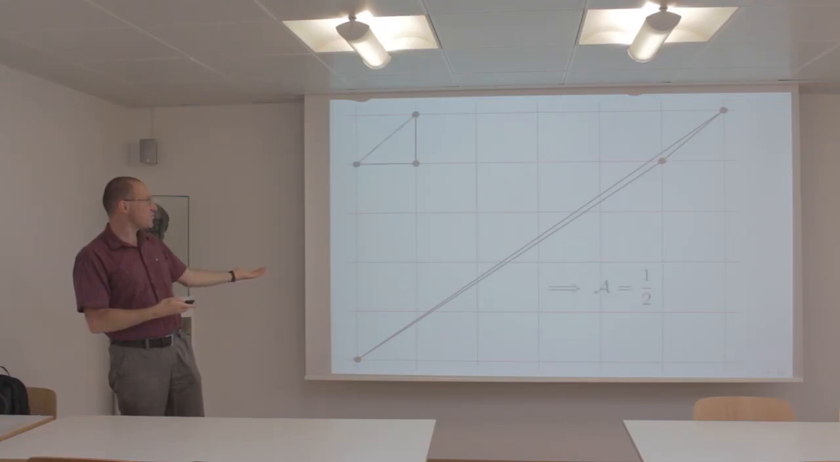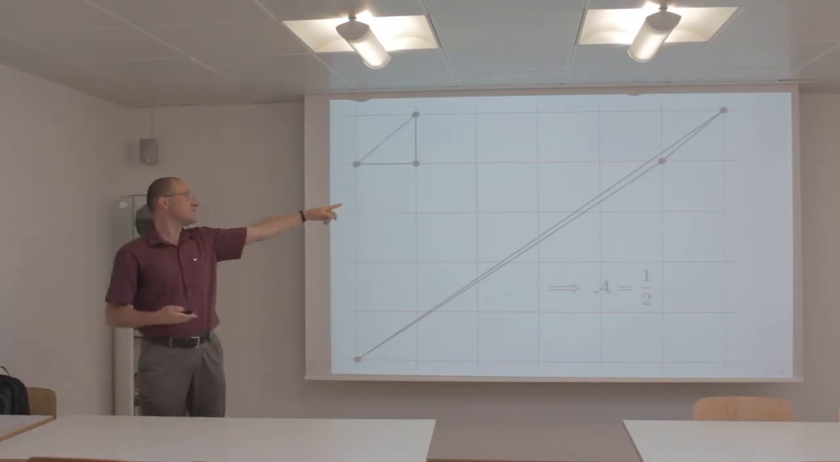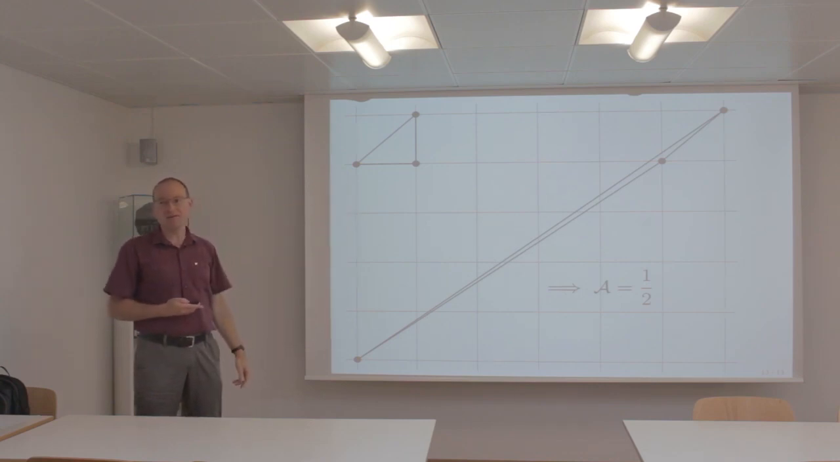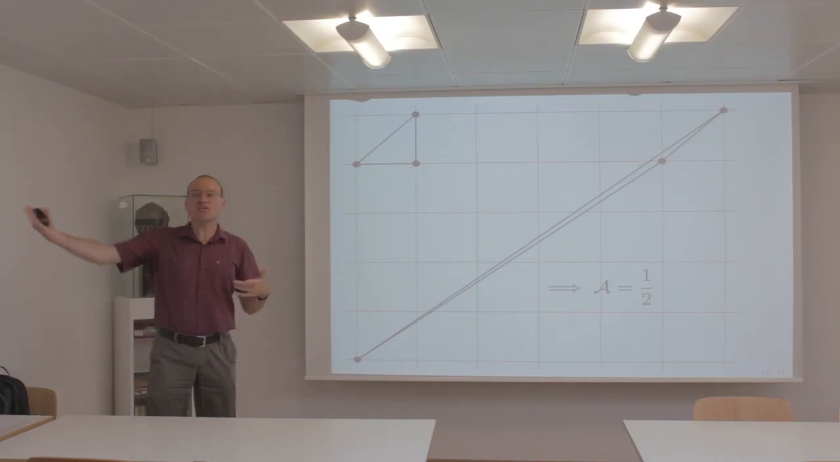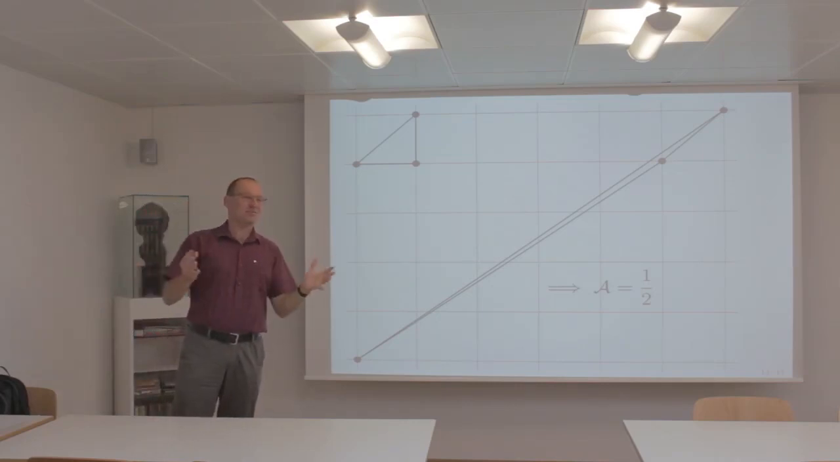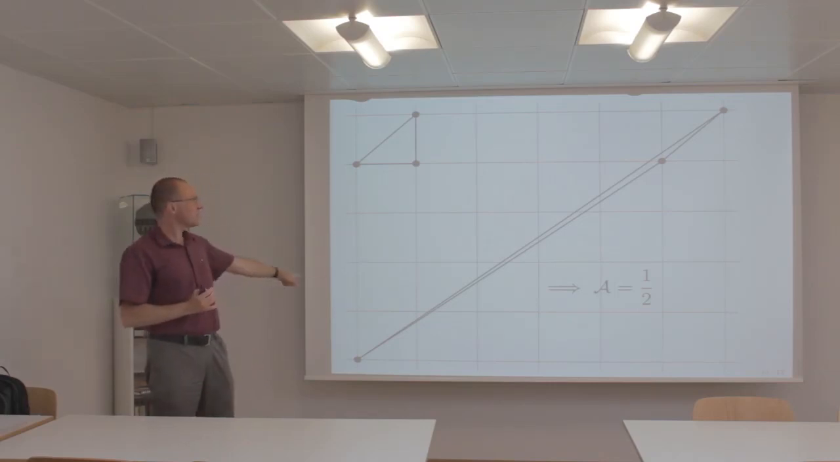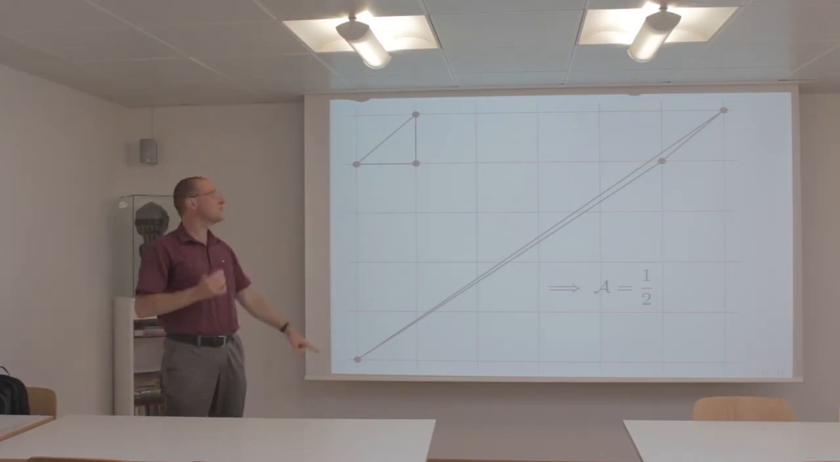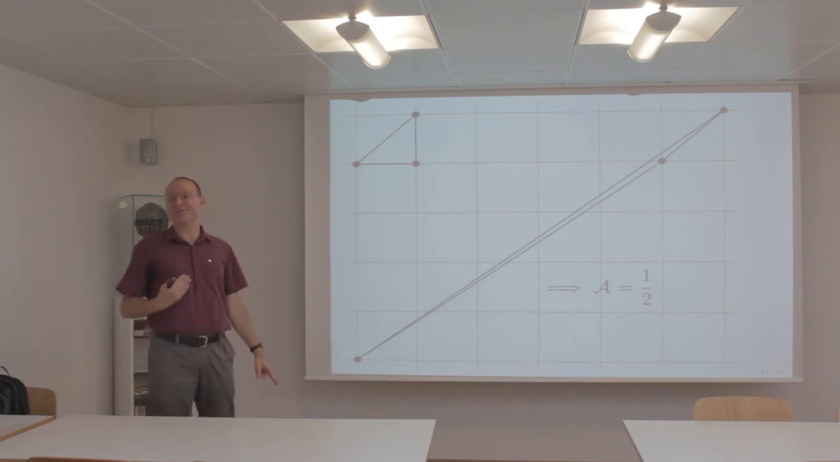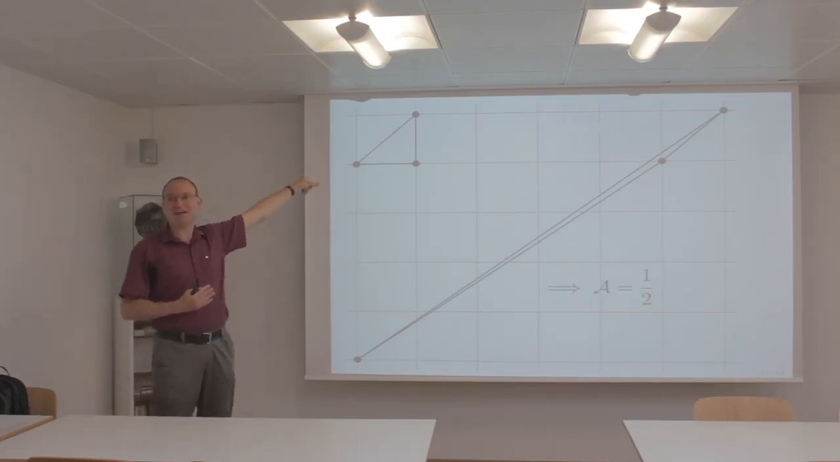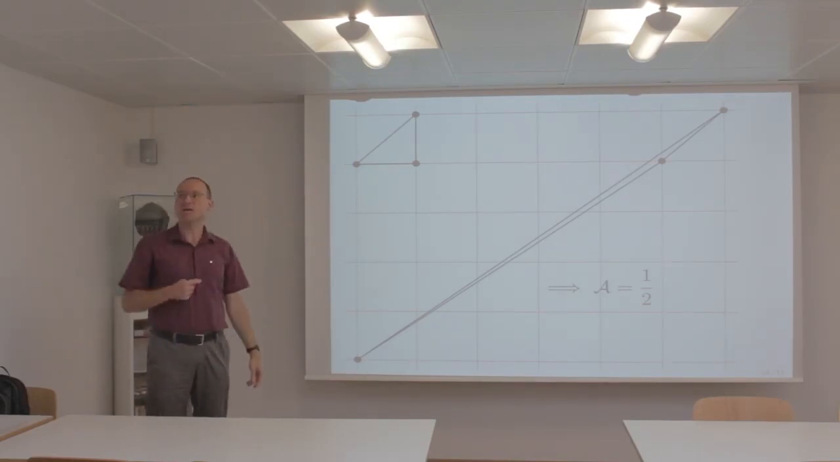Either you use Pick's formula: no interior lattice points plus half the number of boundary points, minus 1, 3 halves minus 1, 1 half. Or even if you don't remember Pick's formula, which by the way is simple enough, the mere existence of a formula tells you that the area of this is equal to the area of any other triangle with 3 boundary points and no interior points. You just draw some other convenient triangle with 3 boundary and no interior points. This one has area 1/2. And this will show up in the applications.